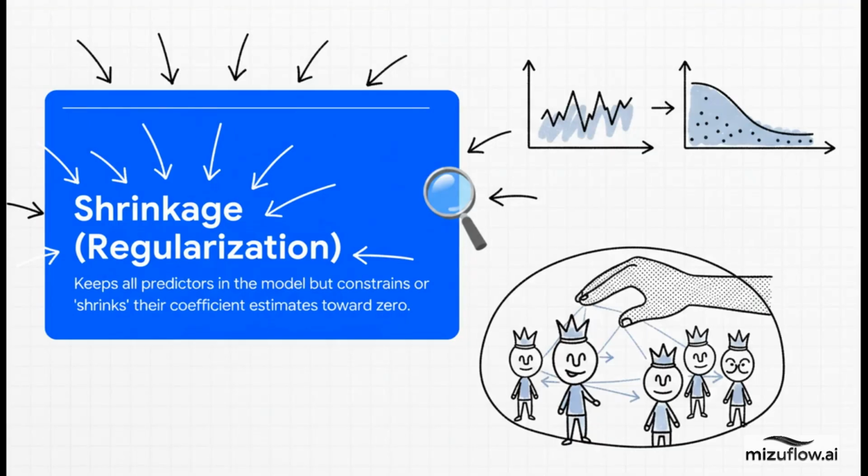Now, the jargon for this is shrinkage, or sometimes you'll hear it called regularization. But the idea is really straightforward. We keep all of our predictors in the model, but we apply a penalty that discourages them from having too much influence.